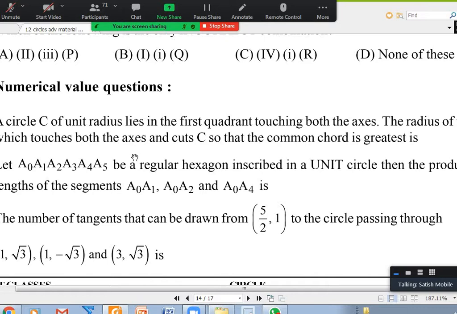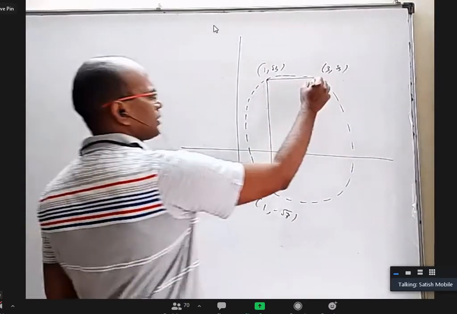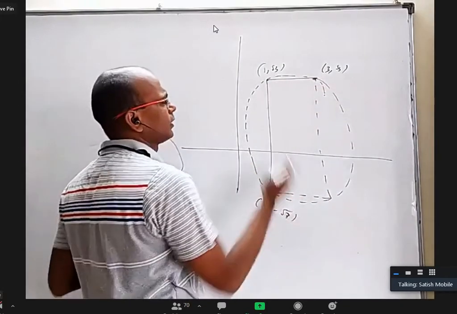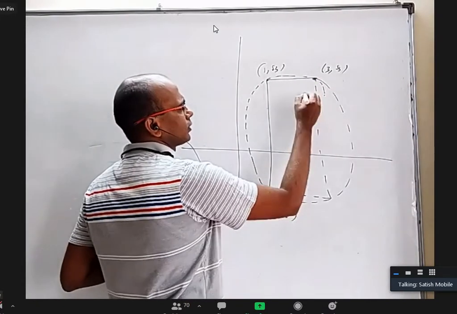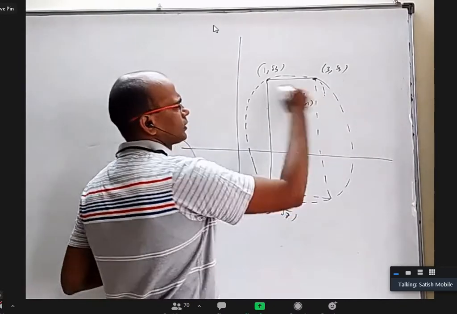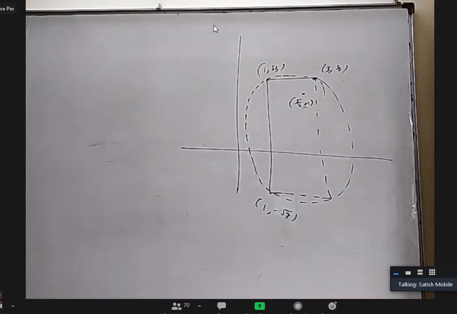5 by 2 comma 1. You can easily see, 5 by 2 is 2.5, so it is between 1 and 3. In fact, this rectangle is not there, but I can construct it. What is given is only these 3 points. You can easily see 5 by 2 is between these two, somewhere here. So 5 by 2 comma 1 is a point within this rectangle, within this circle. From a point inside the circle, we cannot draw any tangent. So the answer is 0. That's all. Nothing much.